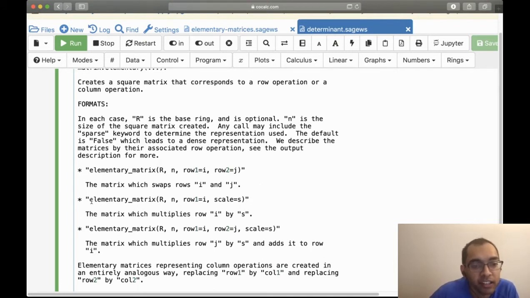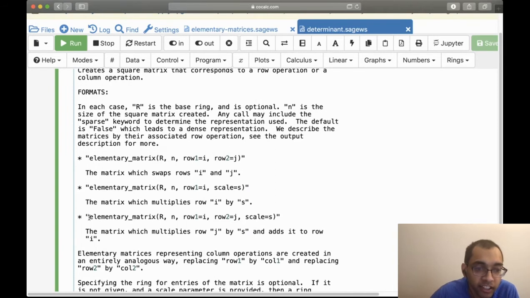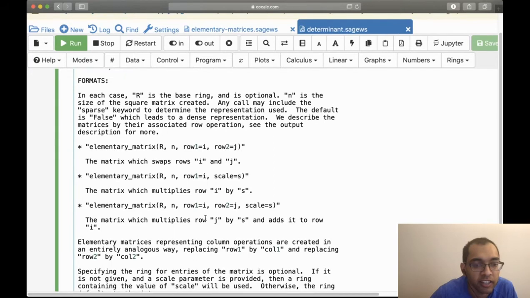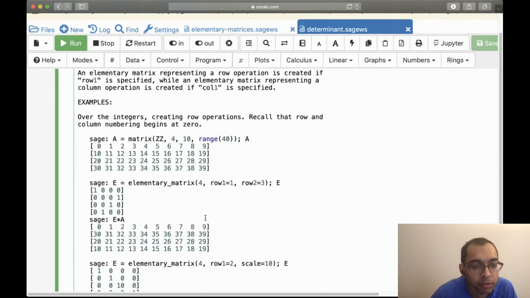Okay, then another elementary matrix is where you take row I and scale it by a factor. So here is the syntax for that. And then finally, the third type of elementary matrix is where you replace row I by S times row J, is the way I like to say it. And again, I'll explain later about how to shift these indices down by 1.